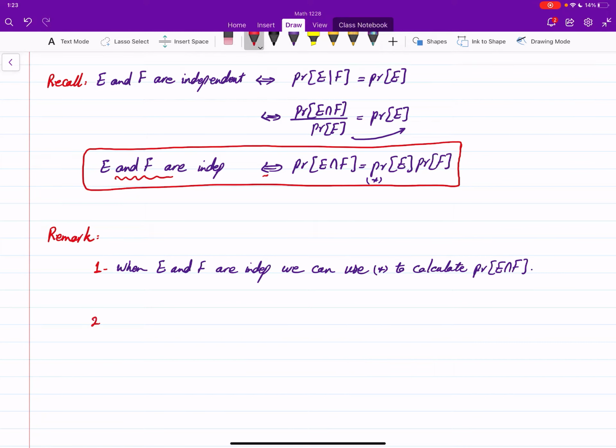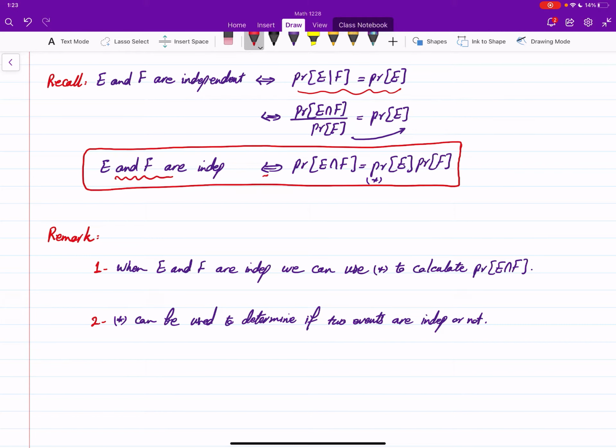And the second thing is the reverse of this. Star can be used to determine if two events are independent or not. You may say, okay, I already had a definition for that. I could go and do the conditional probability, but conditional probability sometimes is not easy or sometimes is not available. The probability of the intersection and the probability of each one you can more often find in the question.